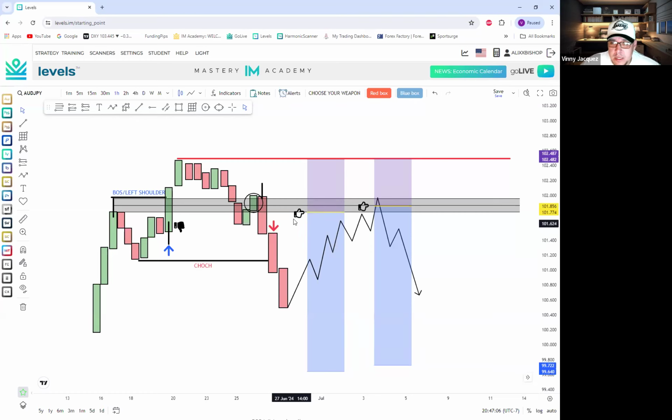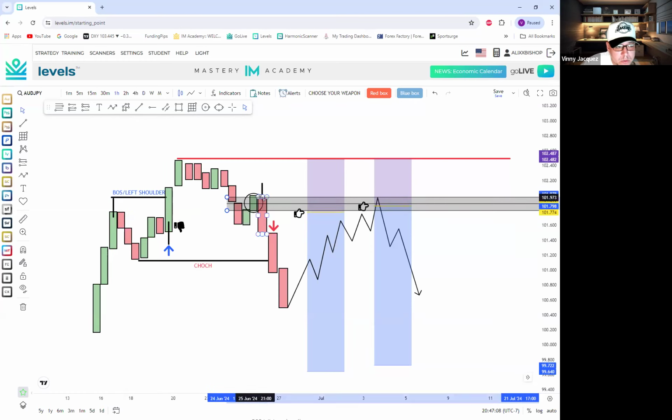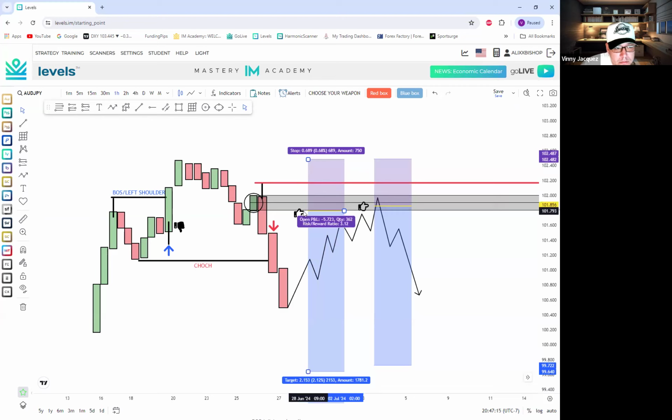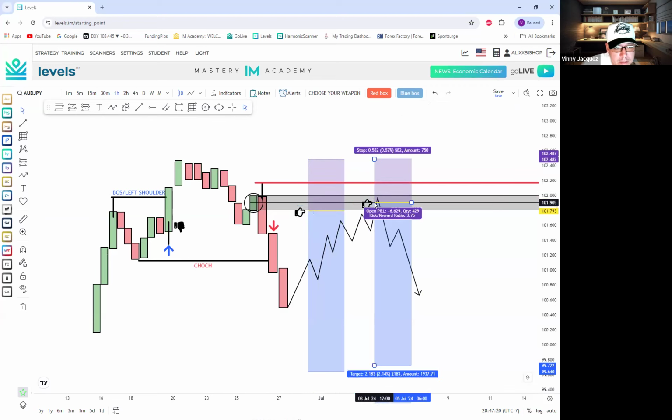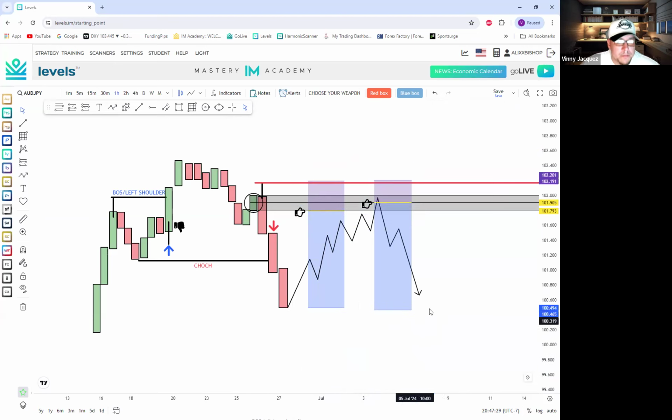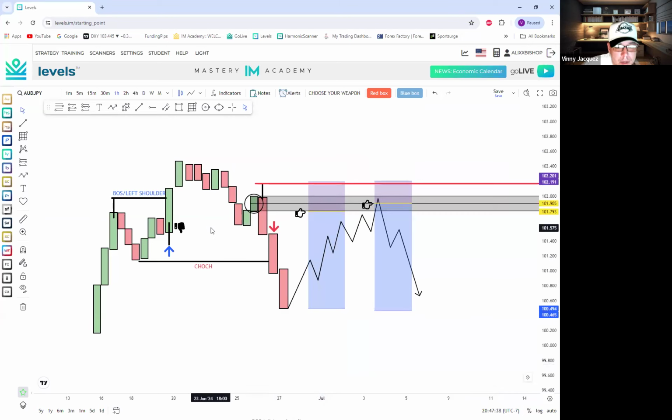Does that make sense? Now, this goes with the starting point as well. Starting point, right? I'm still first touch gang. And then you can enter at that 50 if you like. And our stop losses are the same. Minimum 1 to 3. Does that make sense, guys? Let me know.